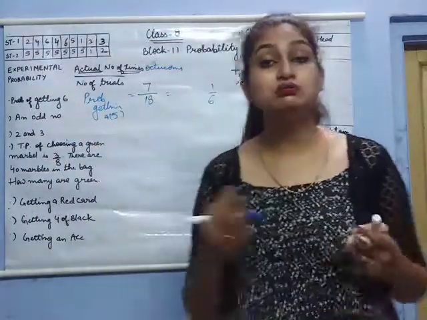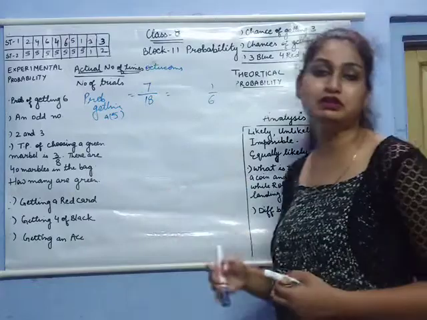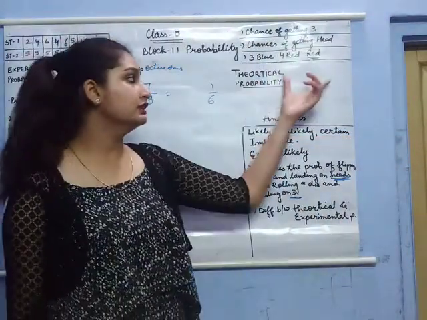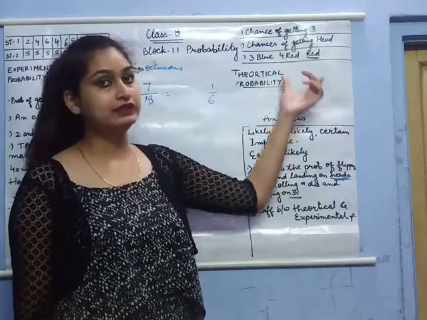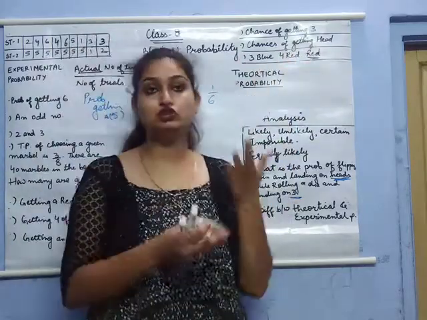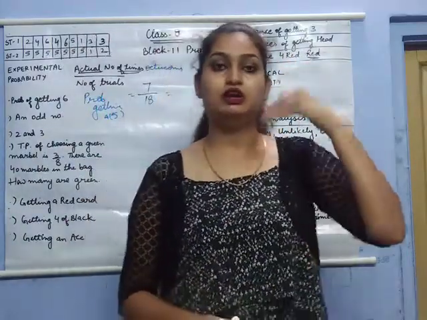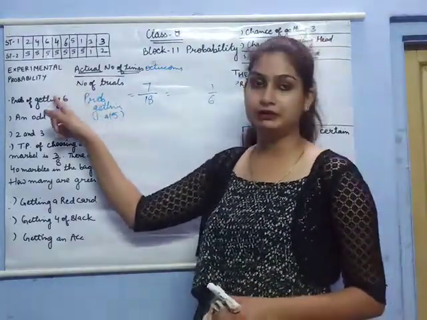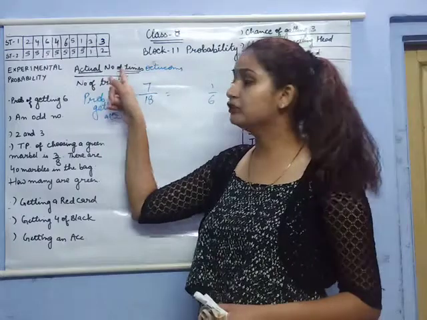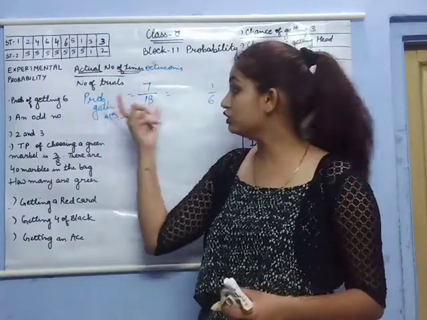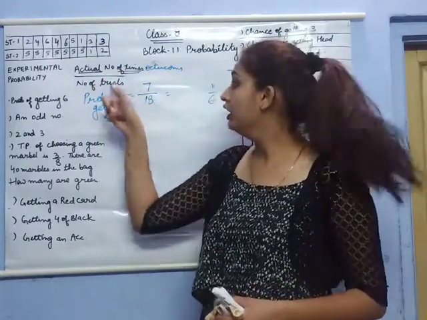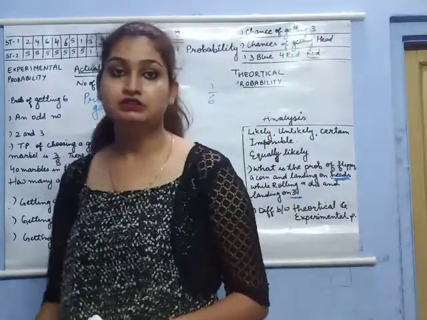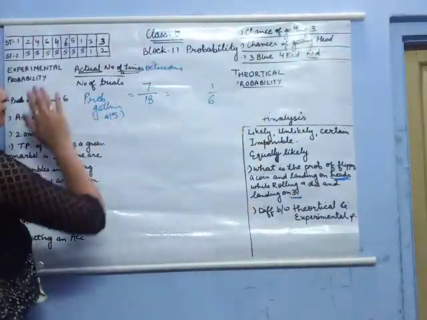What is the difference between the theoretical and experimental probability then? See, the theoretical probability is the ratio of the number of favorable outcomes divided by the total number of outcomes. But in experimental probability, it is the actual number of times that number appears upon the number of trials, how many times you have tried that experiment. This is called experimental probability.